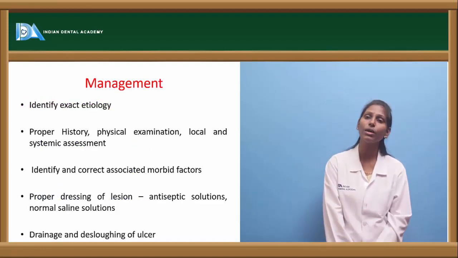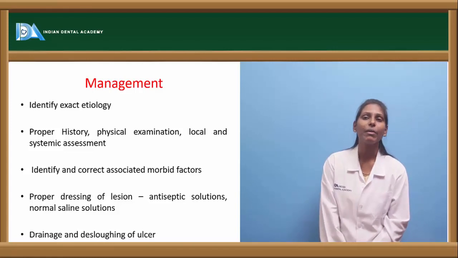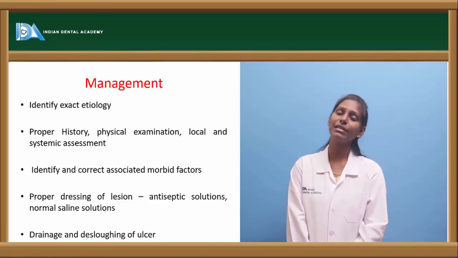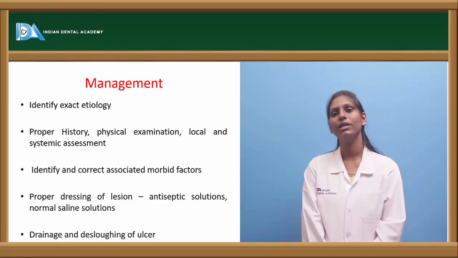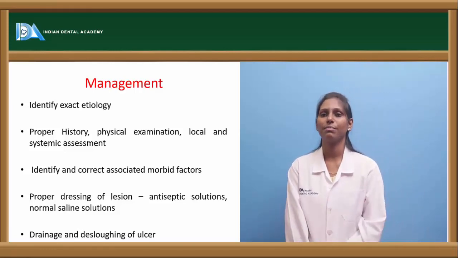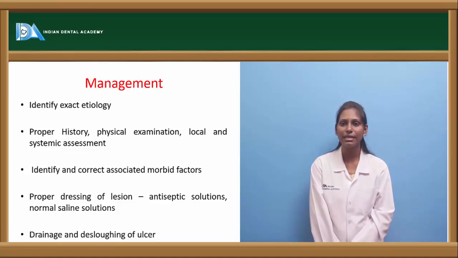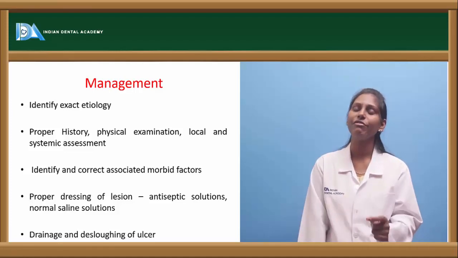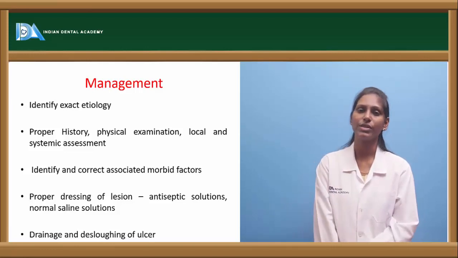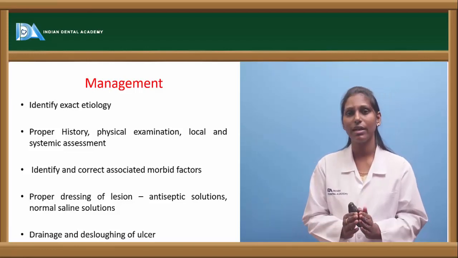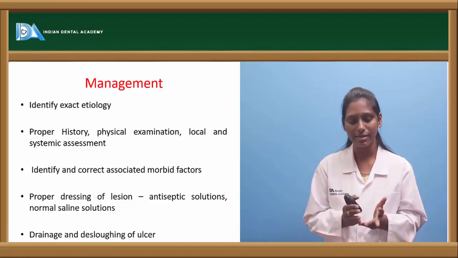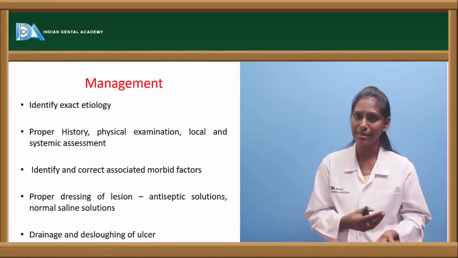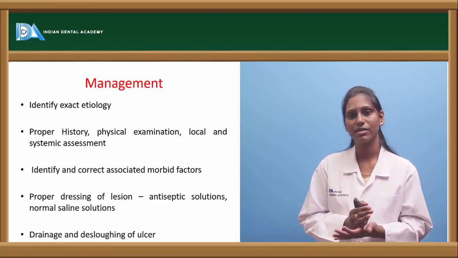Now coming to your management. Whenever we are managing ulcers, identify the exact etiology. By identifying the exact etiology and treating it, your ulcer can most of the time subside. Proper history, physical examination and local and systemic assessment are also very useful. Identify and correct any morbid factors associated with it. Dress the ulcer properly with antiseptic solutions and normal saline solution. Debridement of any pseudomembranous slough present there will also help in faster healing.